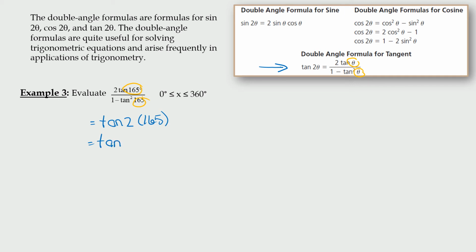Okay, I can multiply 2 times 165, that's 330 degrees. Tan of 330 degrees, let's see if we can figure that out without a calculator. I'm going to do a quick sketch here. I'll put it over here.